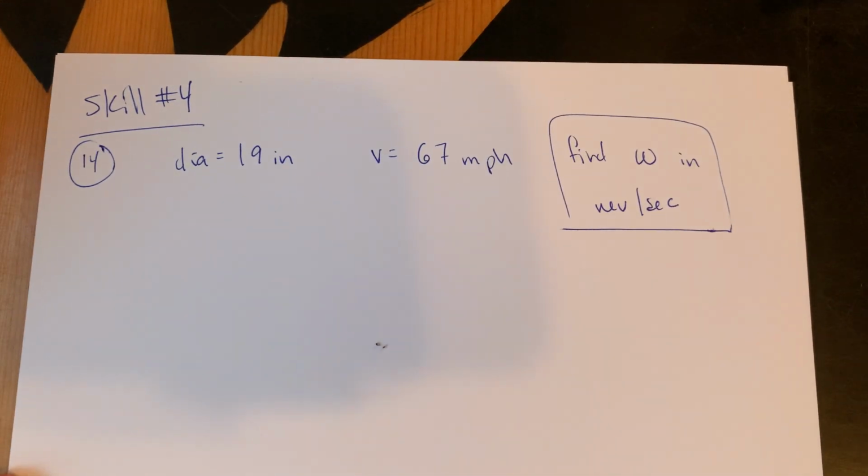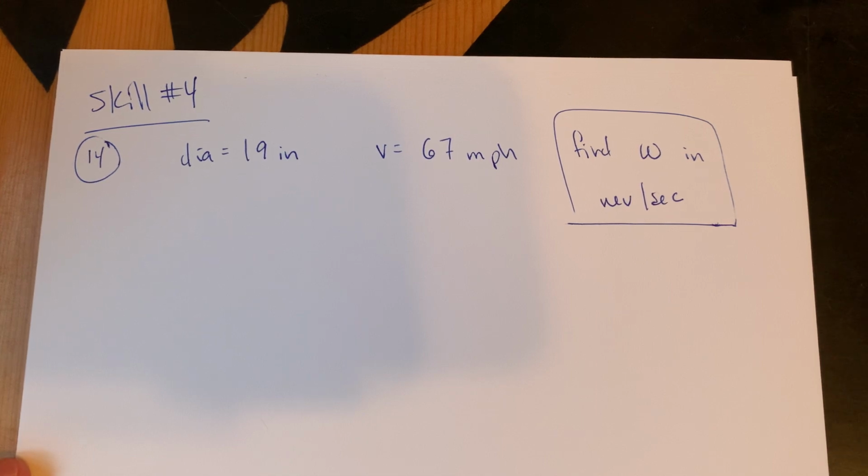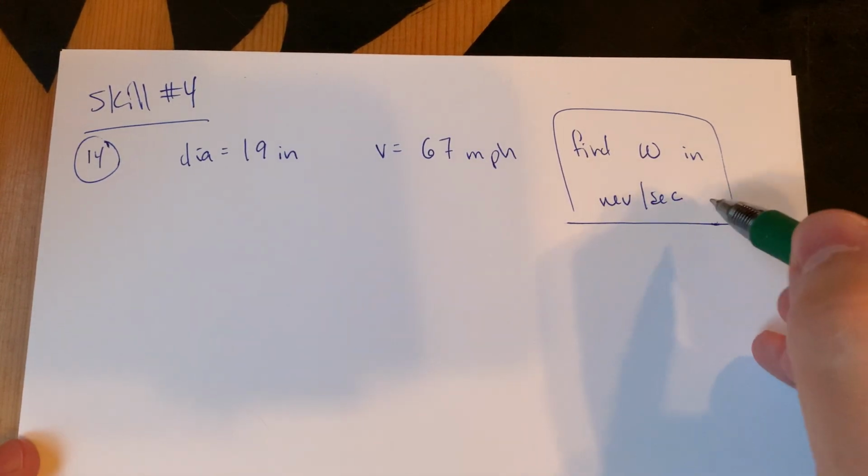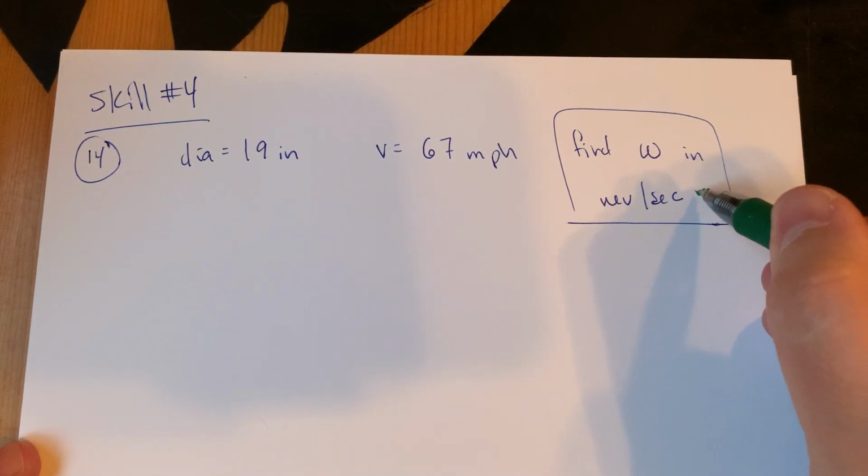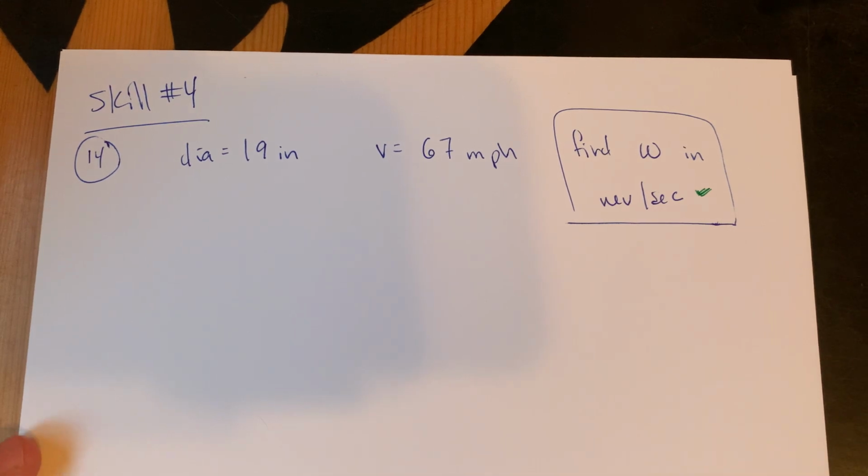So here we go. I've rewritten our important information. So my diameter is 19 inches. My velocity, my linear speed, is 67 miles per hour. I want the angular speed, but I want it in revolutions per second. I want RPS.